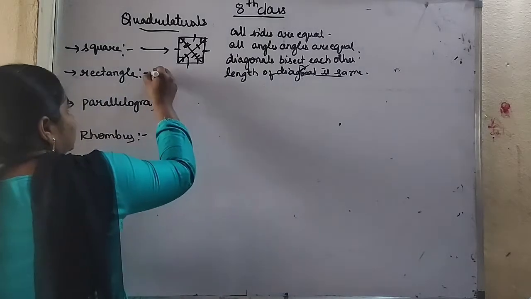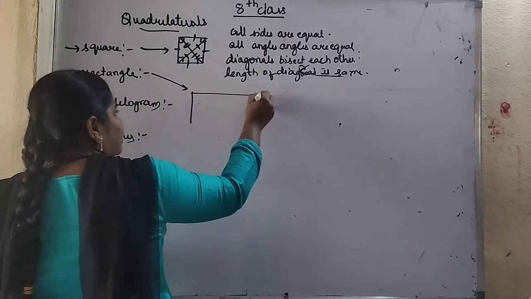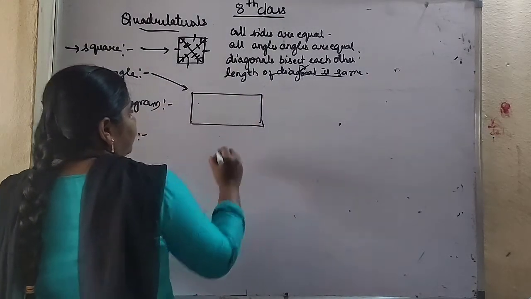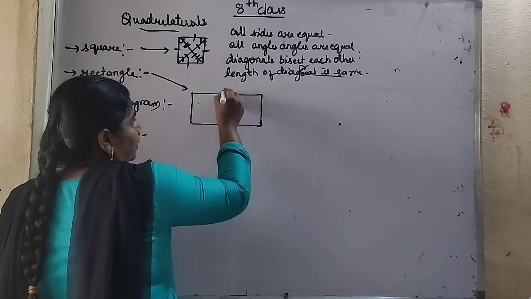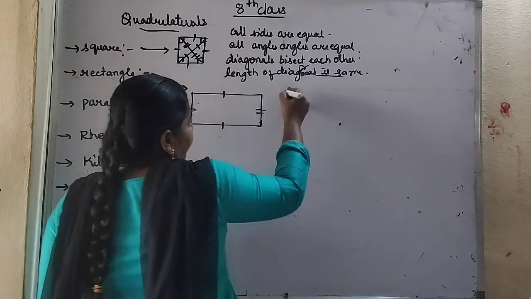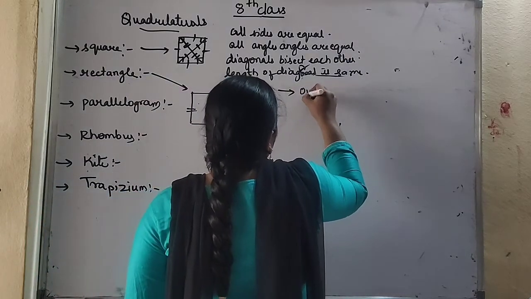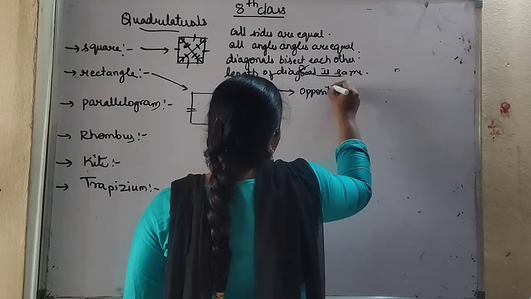Okay, so next is rectangle. How will you see this rectangle? Rectangle is this. In this rectangle, opposite sides will be equal. These two and these two will be equal. So what is the first property? Opposite sides are equal.